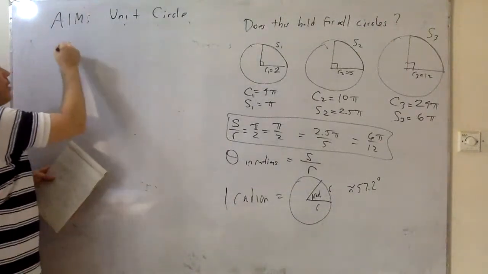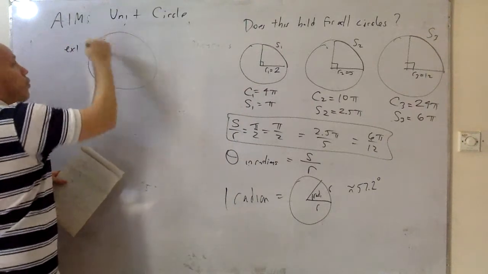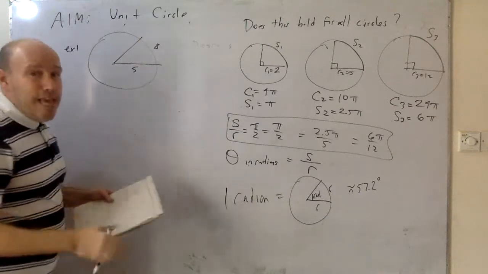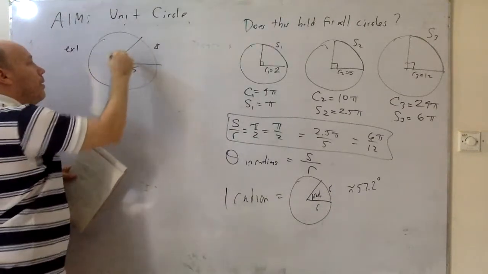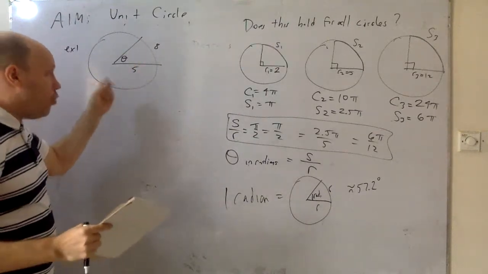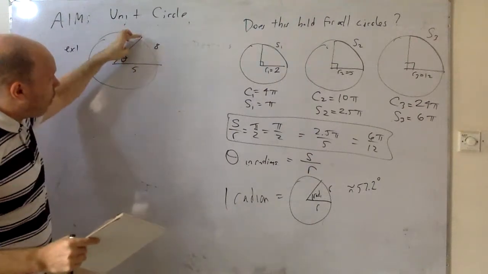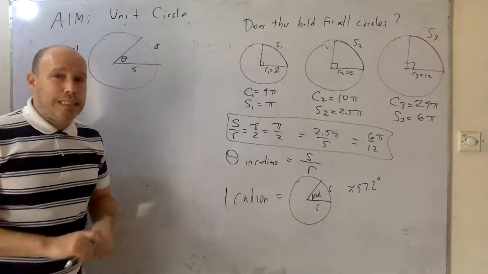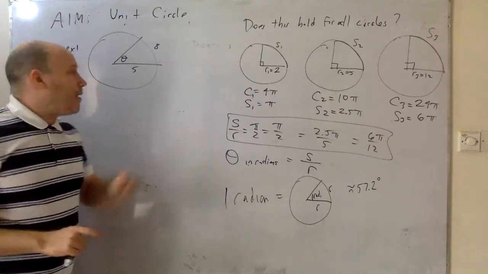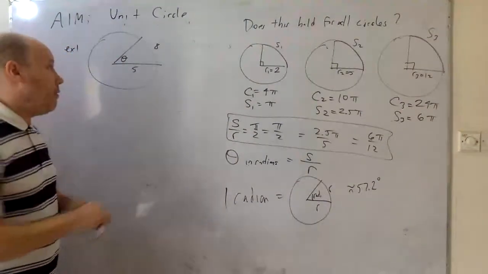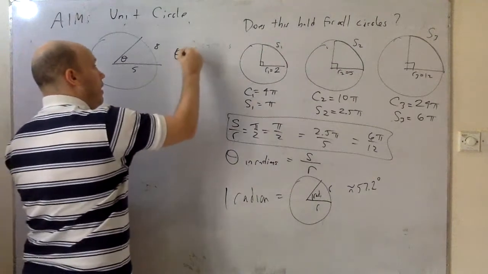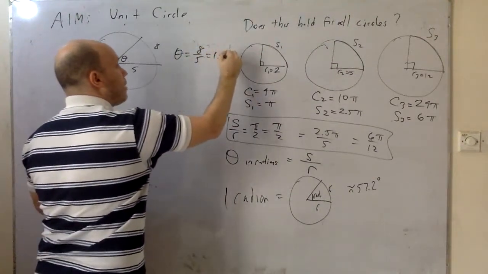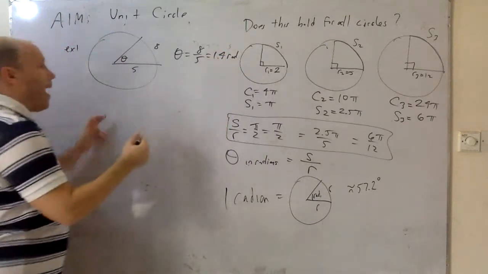So for example, here's example 1, you got a circle, the radius is 5, and the arc length is 8. This angle in a circle whose radius is 5 subtends an arc of length 8. The question is, what is this angle in radians? And you're like, fine, theta equals 8 over 5, or 1.6 radians.